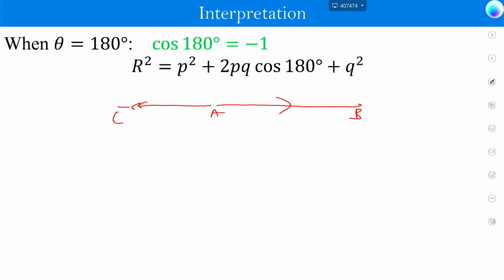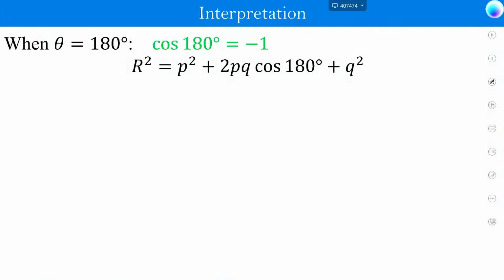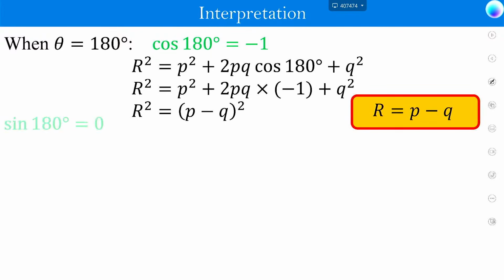So now this is a different vector. In this case, you can see the angle is 180. So how do you deal with this? Cos 180 is -1. When you put this here, you can see the complete square part comes, so R equals P minus Q.